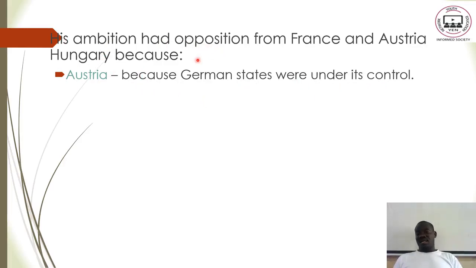The reason was that she hated the ambition of Otto von Bismarck to unite the 39 states, because it would break up the Austria-Hungarian territory, since some of the 39 states were under the control of Austria-Hungary.